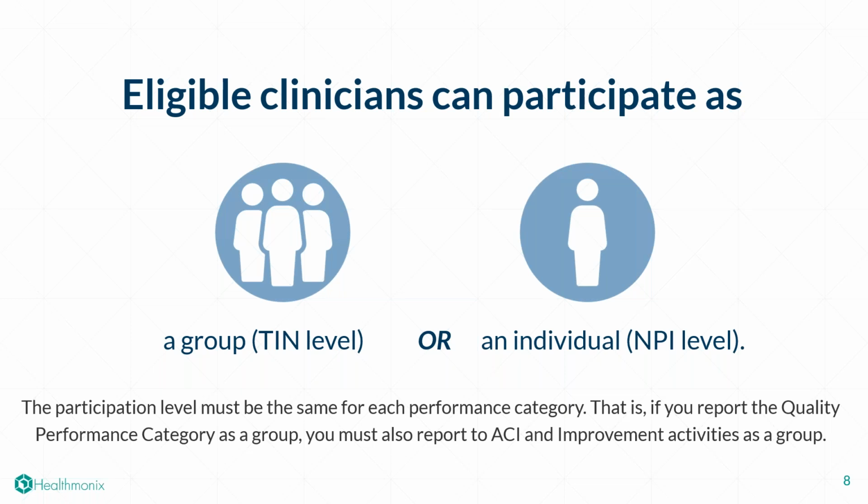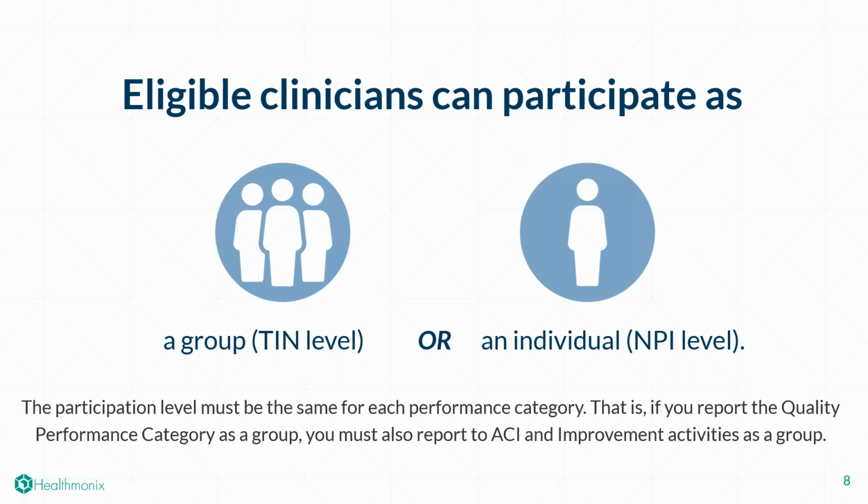Now, for the group or individual choice, you must maintain the same level of reporting across all performance categories. So if you're reporting on, say, quality and improvement activities for 2017, you need to report for both as a group or individually. Similarly, if you're doing ACI and quality, if you choose to report ACI individually, you need to report quality individually as well.